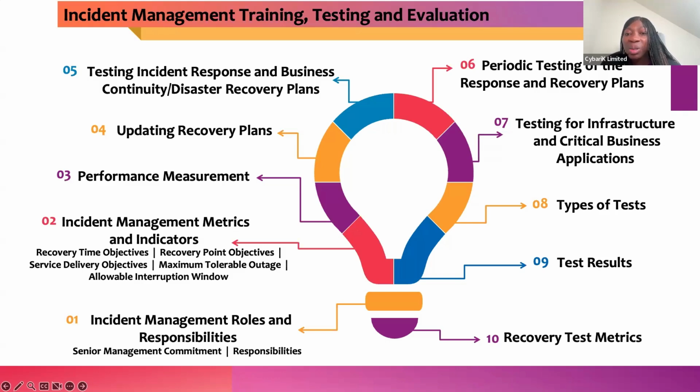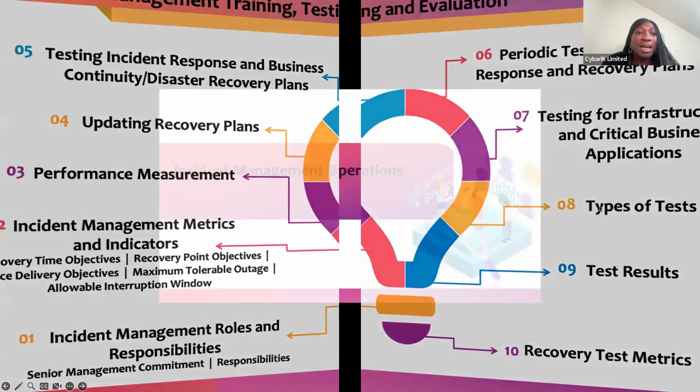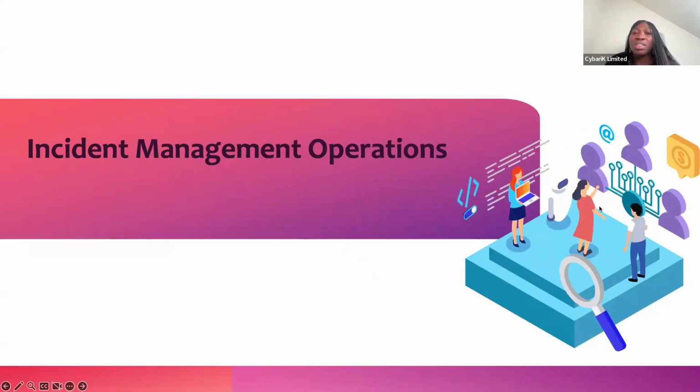All right. And then ensure that you document your test. Have test results. Document your test. Present the reports of your test. It is very important. And then lastly, recovery test metrics. Talking about metrics is all about measuring success. Also using this, measure the success, use percentages. What are the accuracies and all of that? Measure the effectiveness of your test. All right. So going quickly from that, I'll quickly talk about incident management operations.